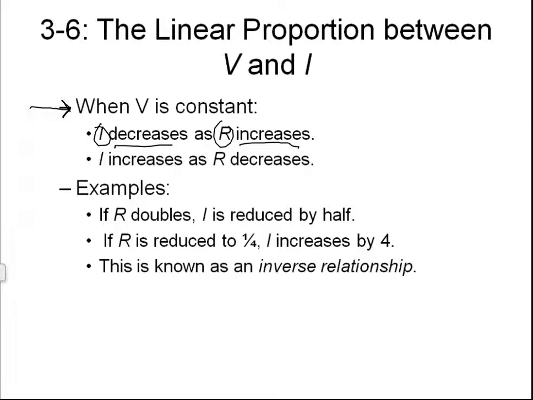If current increases, resistance has to be decreasing, because you're reducing the resistance to the flow of current. And so, since they are inversely proportional, if resistance doubles, current will be cut in half. If resistance is cut down to a quarter, current will increase by 4 times. Current and voltage have an inverse relationship.